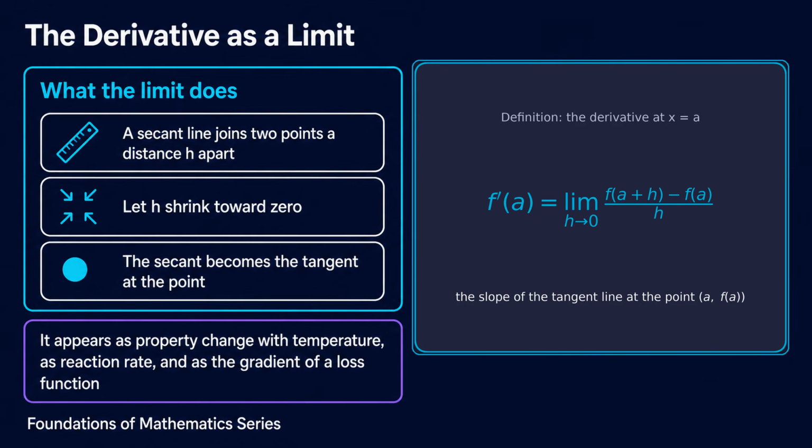The limit is what makes it a derivative rather than an average. As h shrinks toward 0, the second point slides back toward the first, the secant line pivots, and in the limit it becomes the tangent line at the point a, f of a, so the derivative is the slope of that tangent line. That single number is what every application in this chapter ultimately asks for.